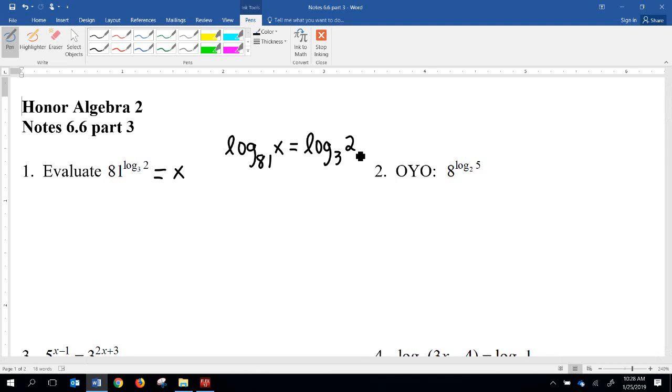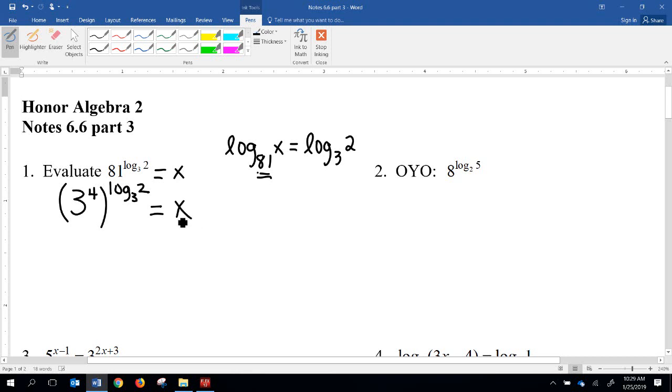So what we want to be doing is we want to think ahead. This is log base 81, but this is log base 3. So we want this base to be the same as that one. So how can I rewrite 81 so that I do have that same base? Marcella? 3 to the 4th, right. So I'm going to rewrite 81 as 3 to the 4th. That's another name for 81. And then raise to the log base 3 of 2. And I'm still going to say equals x.